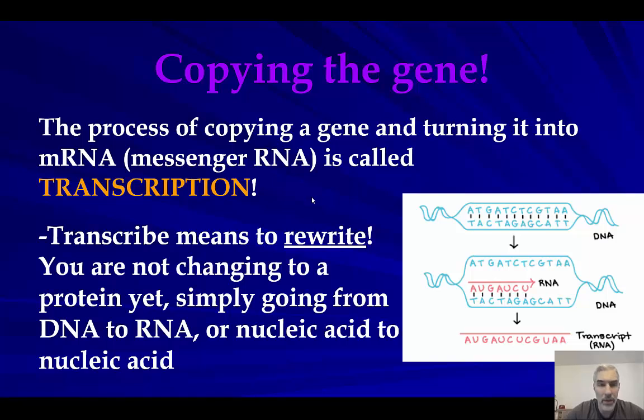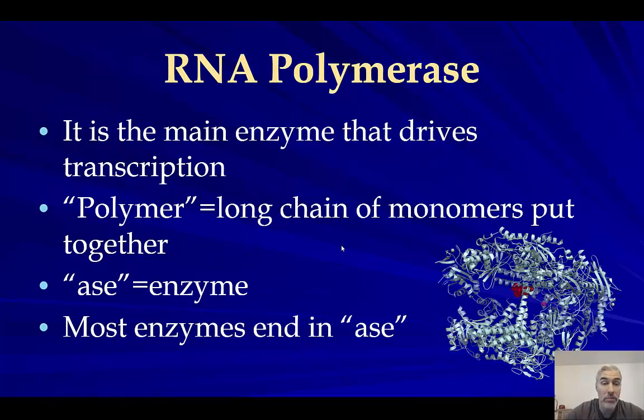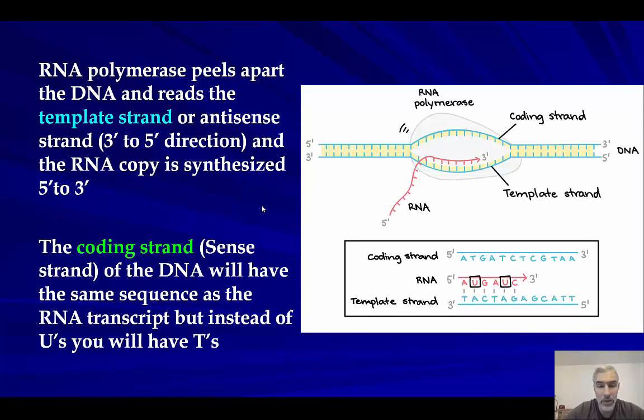Remember, when RNA polymerase binds, it always synthesizes the new strand in the 5' to 3' direction. So it slides along the old strand in the 3' to 5', synthesizing the new one in the 5' to 3'. Once it hits a long chain of A's, it's going to fall off, and we have now copied the RNA molecule. So this is showing that process.